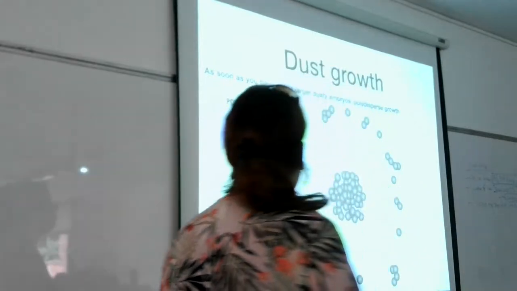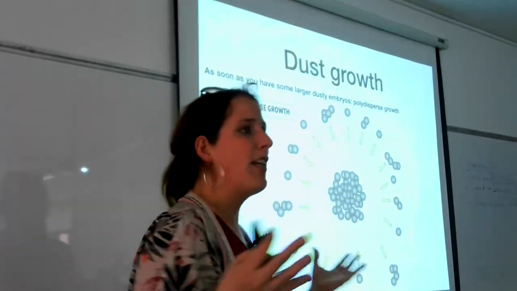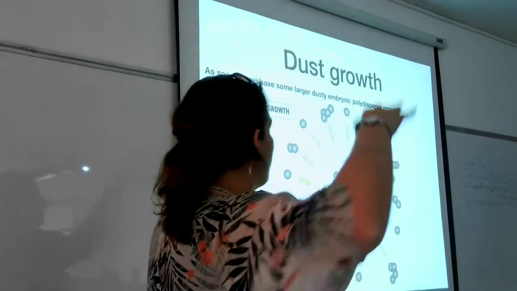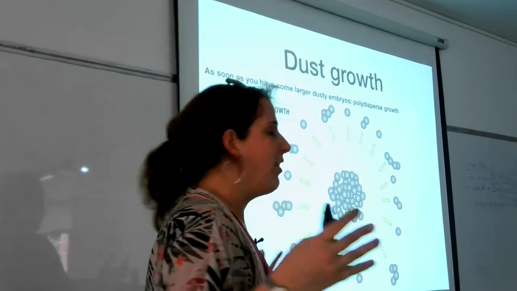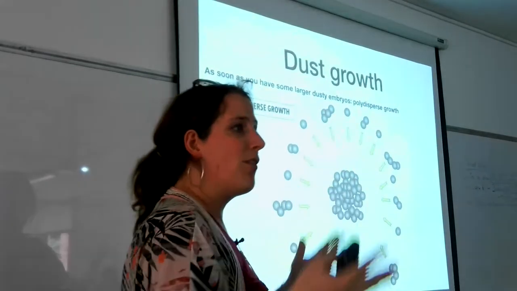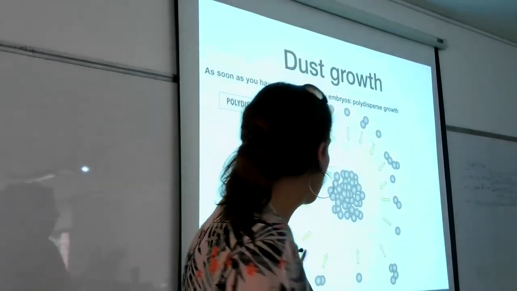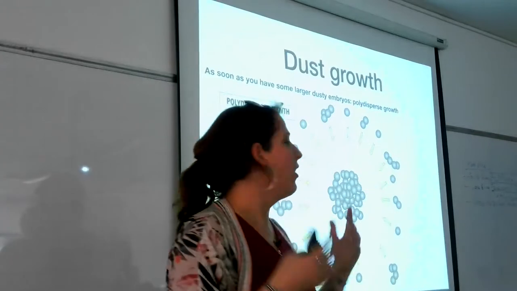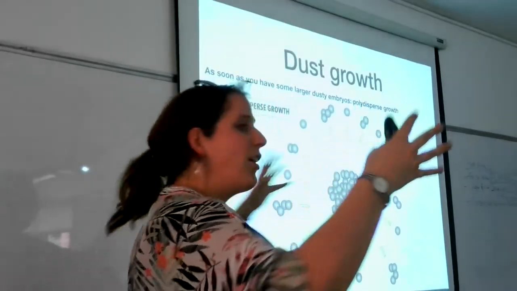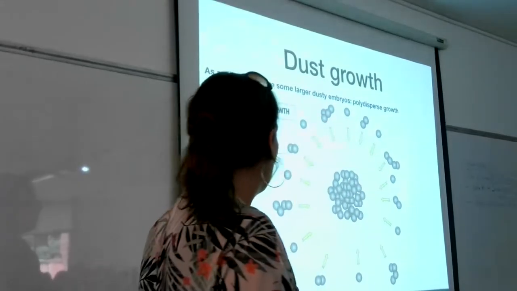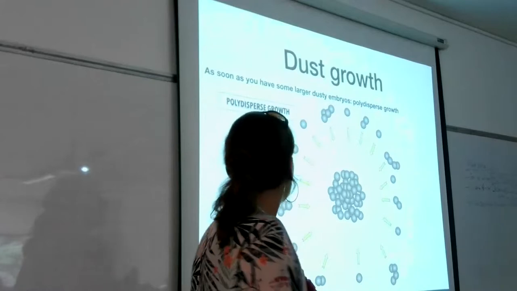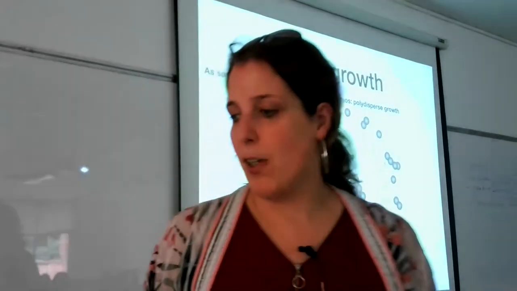Then, as soon as you have some larger dusty embryos, say you have one really large fractal, and there are still some smaller dust fractals around, they may start to collapse, for example, due to gravitational forces, and in that way you can grow in a process that's called polydispersed growth.